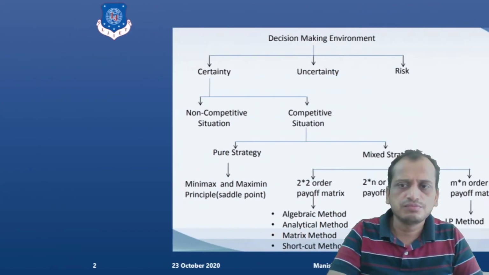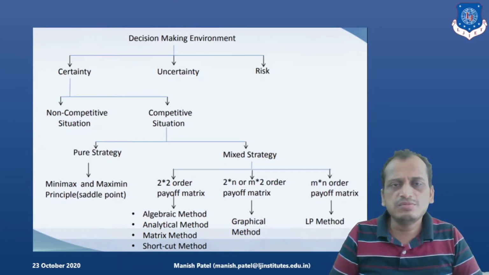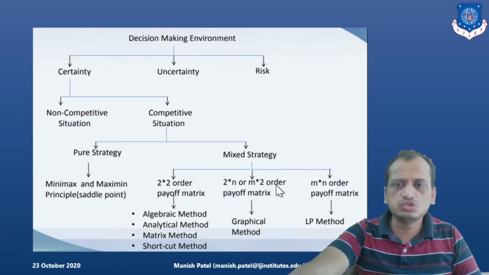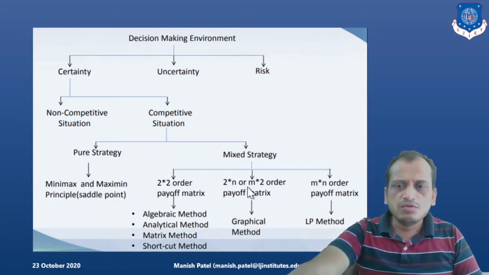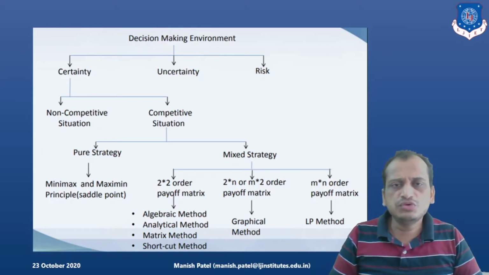So again, decision making environment, you have decision making under certainty and competitive situations, you are going to employ the game theory concept. Again, in mixed strategy specifically, when you have 2 cross n or m cross 2 order payoff matrix, we already looked into these methods as well as this method. Now, in the case of 2 cross n matrix and m cross 2 matrix, if this situation arises, we can easily solve with the graphical method.